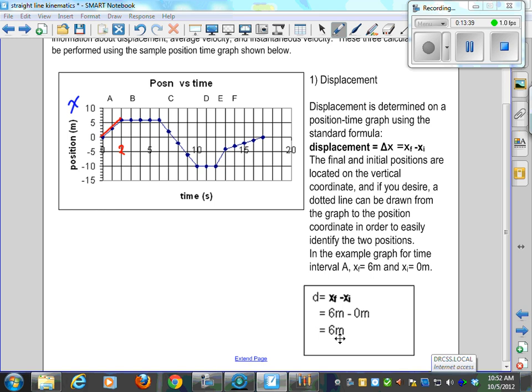The graph goes up, right? But that's just because the position is on the y-axis. We're talking about rectilinear motion. We're talking about left-right motion, right? So we're talking about a displacement of 6, which is 6 steps to the right.